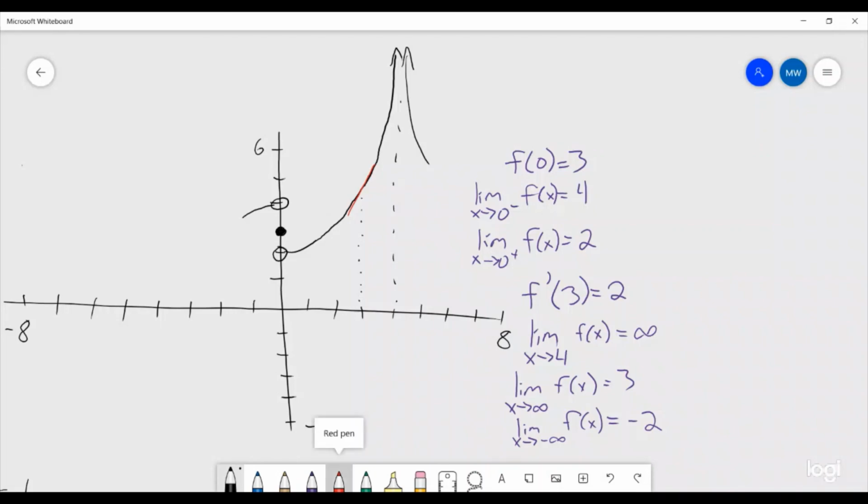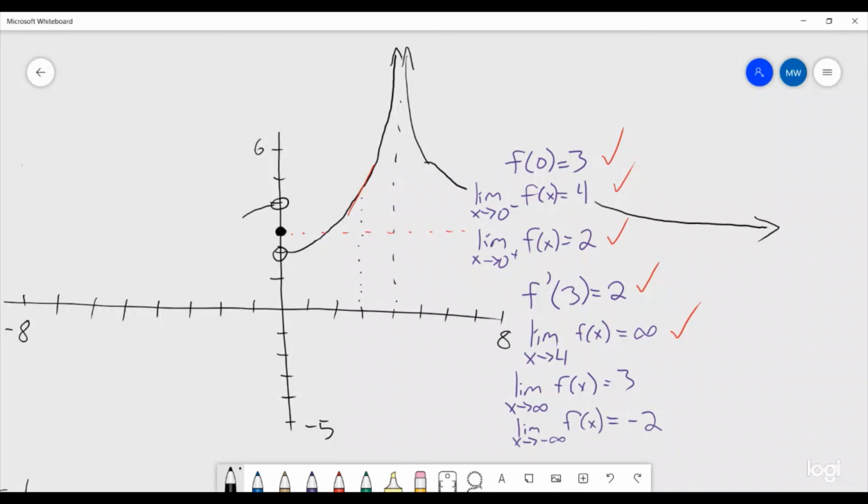So far what we've done is we've accomplished this piece, this piece, this piece. F prime of 3 is 2, and the limit as x approaches 4 is infinity. The last thing is we need the limit of f of x as x approaches infinity to be 3. So that means we need this to probably stabilize about like this. So it's going to stabilize like that.